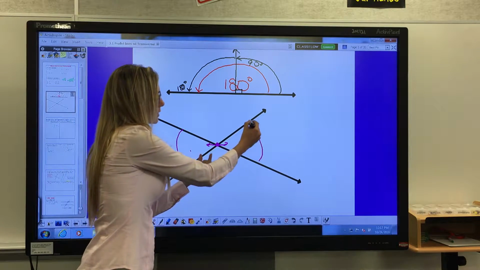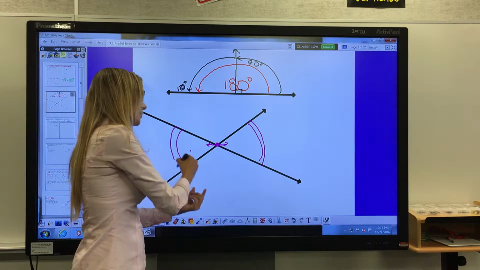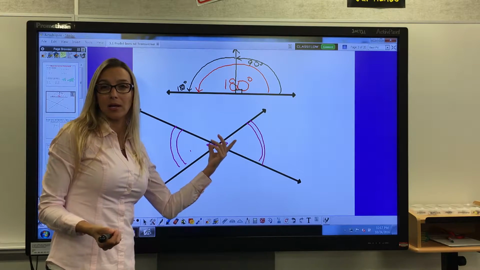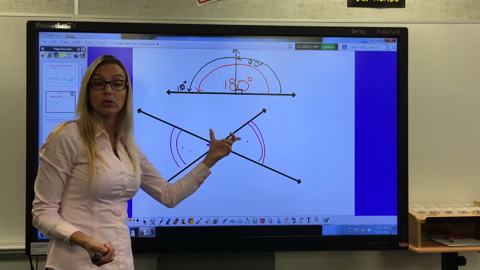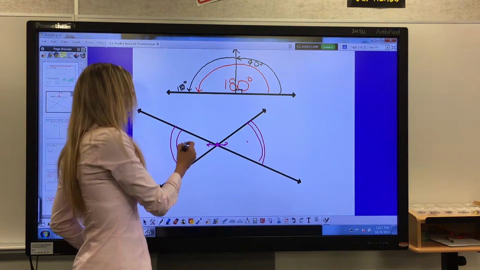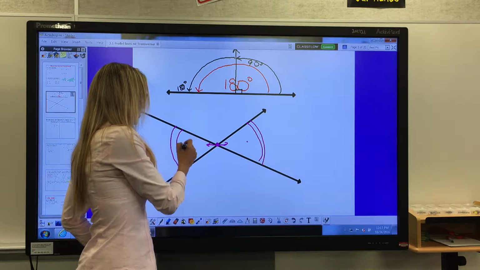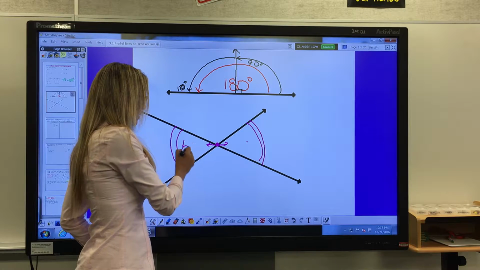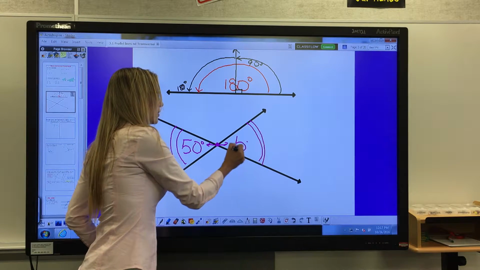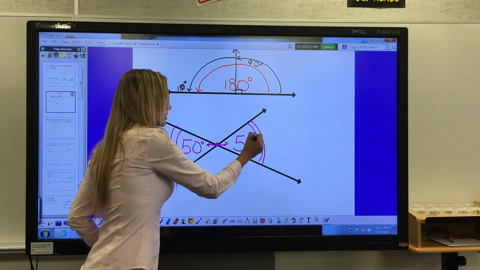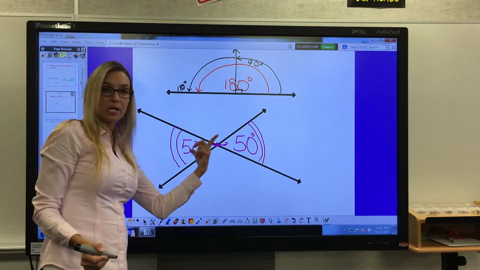I like to call it, they kind of create, and they make me think of a butterfly. Butterfly has 2 wings, right? The wings are congruent. That means they're identical. If this angle in here, for instance, was a 50-degree angle, this angle in here, a vertical angle, is going to have the same measure.